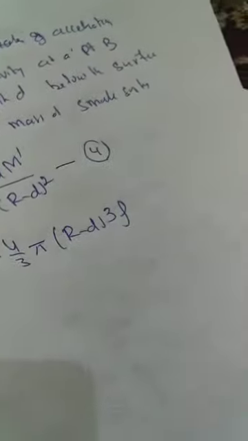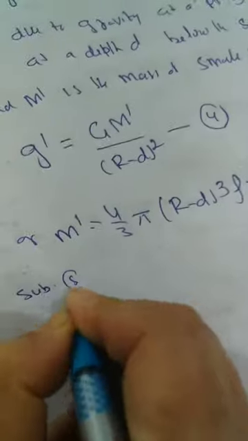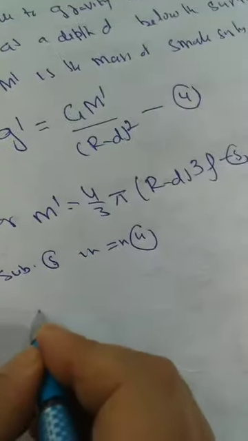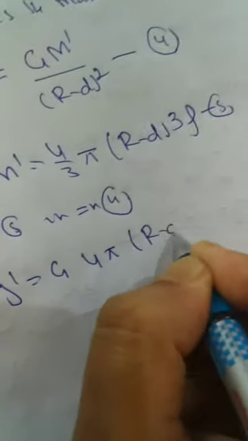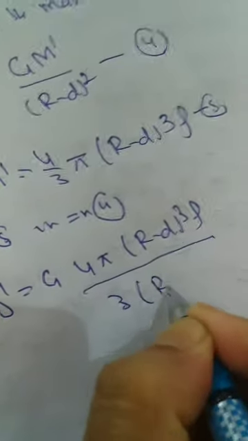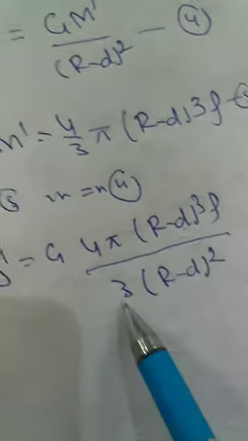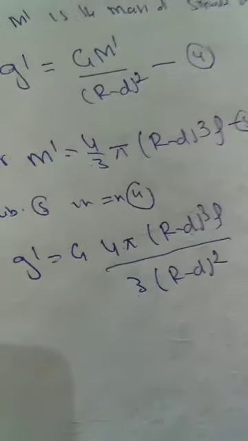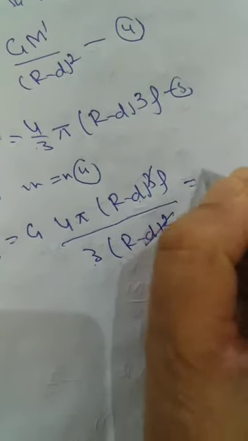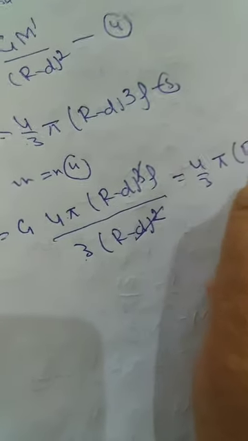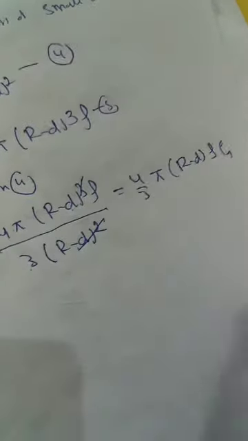When we substitute equation 5 in equation 4, I get g dash is equal to G, M dash is 4 pi (R minus d) whole cube rho over 3, and below it is (R minus d) whole square. The (R minus d) cubed and (R minus d) squared cancel, that means 3 of the 2 get cut. Ultimately we can get 4/3 pi (R minus d) rho G. Name this equation, suppose this equation 6.